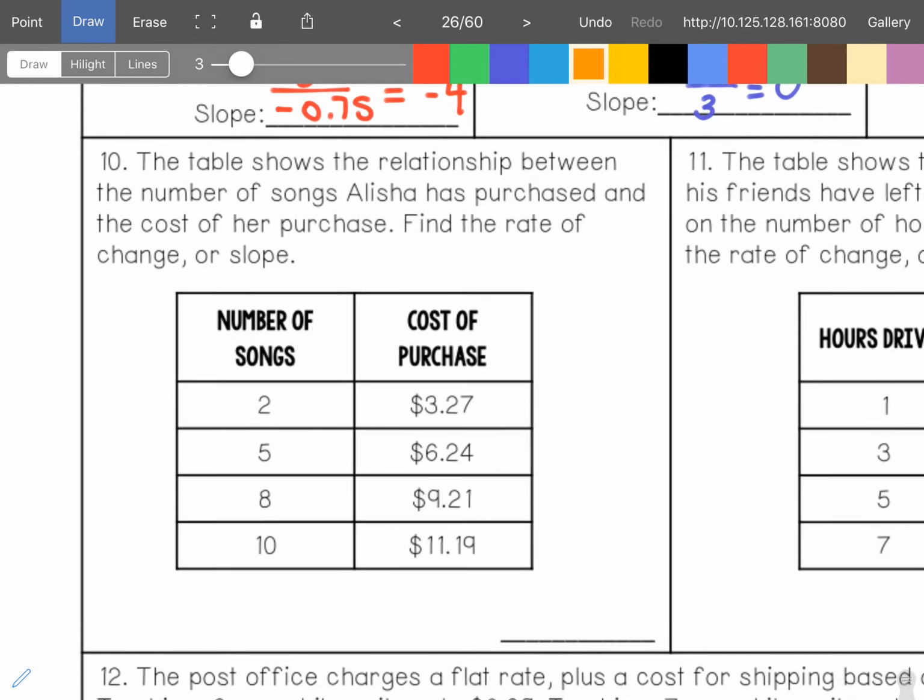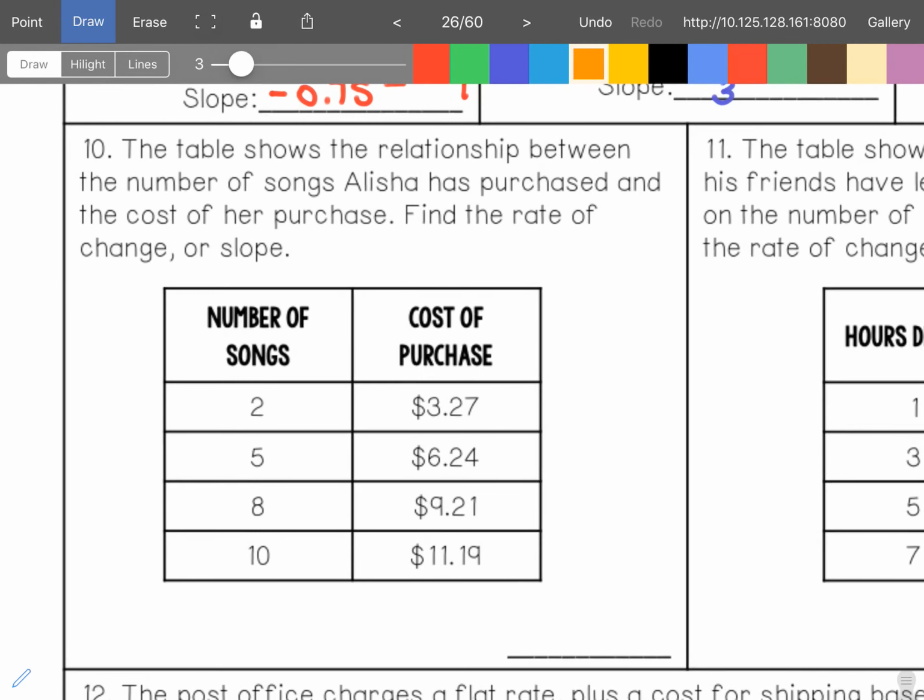Okay, number 10. The table shows the relationship between the number of songs Alicia has purchased and the cost of her purchase. Find the rate of change or the slope. Okay, these are my x values and these are my y values. Now again, how many ordered pairs do you need in order to find the slope? You only need 2. So I'm going to choose this pair, and I'm just going to choose the next one. It doesn't matter which 2 you pick. They don't even have to be side by side.